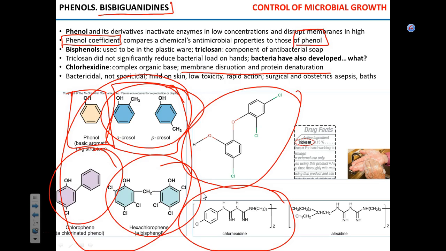I didn't mention what the modes of action are for phenols. It's the same membrane disruption and protein denaturation. Okay? Does that make sense?